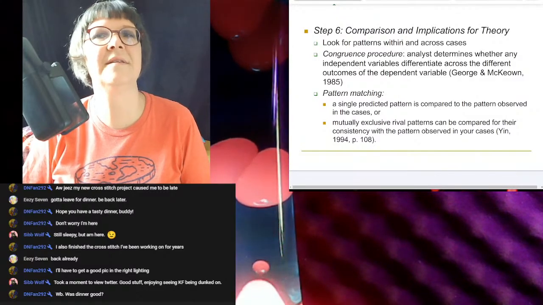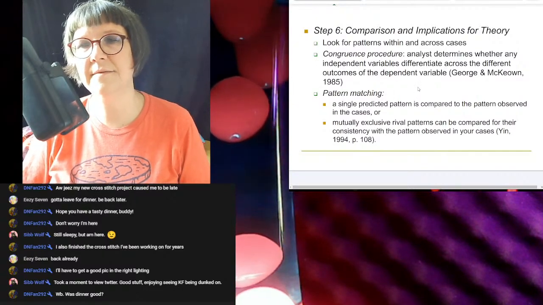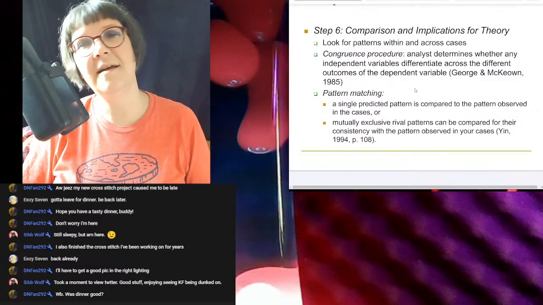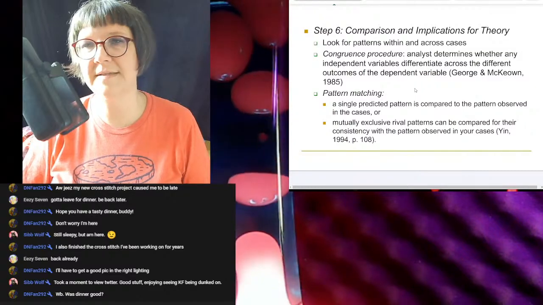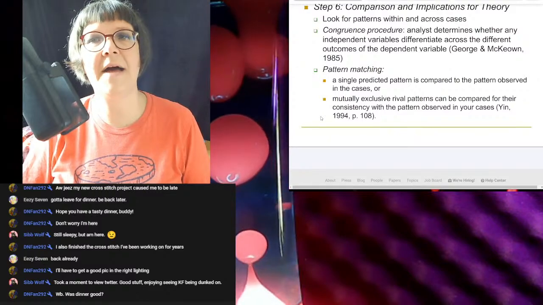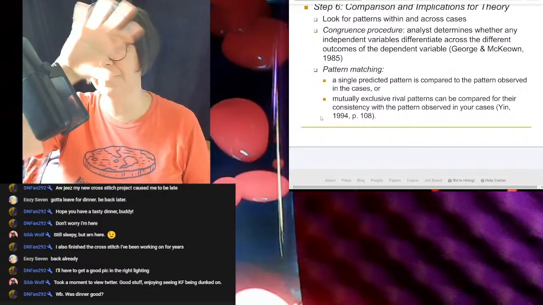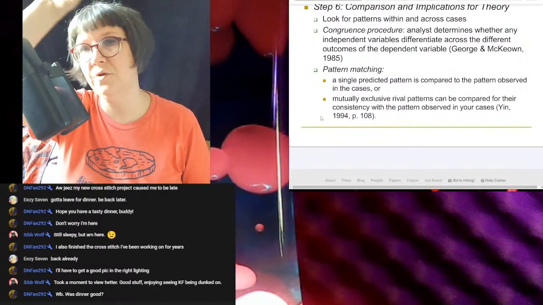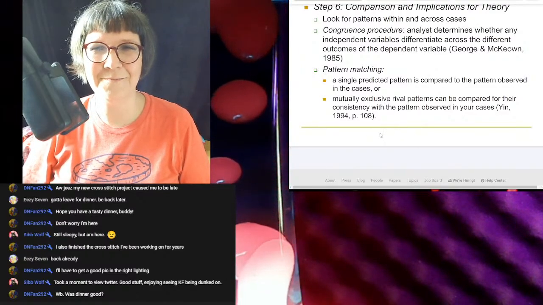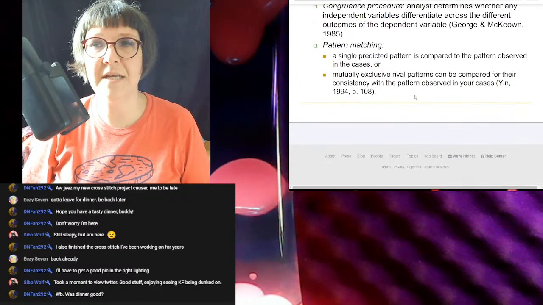And then you'll want to do comparison and implications for your theory. So you're looking for patterns within and across cases. If you want to practice congruence procedure, you will determine whether any of your independent variables differ across the outcomes of the dependent variable. There's also pattern matching. A single predicted pattern is compared to the pattern observed in the cases. So you have a general theory of prediction of how things are going to relate, and then you look case by case. Or you can have mutually exclusive rival patterns that you compare for their consistency with the pattern in your observed cases.